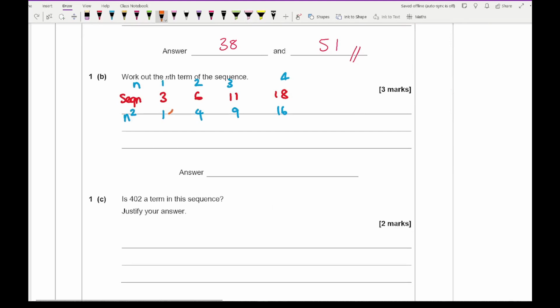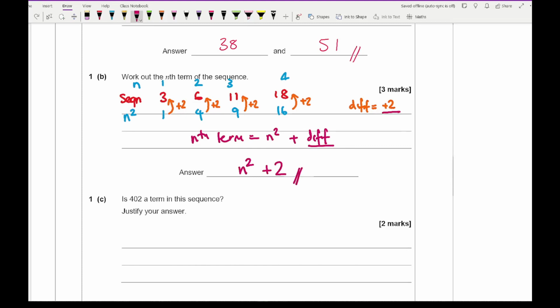So then what I need to do is work out how do I get from n squared to the numbers in the sequence. So here I need to add 2, here I need to add 2, here I need to add 2, and here I need to add 2. So the difference is plus 2. So that means that the nth term is going to be n squared plus the difference. And I've worked out the difference is plus 2, so the nth term formula is going to be n squared plus 2.